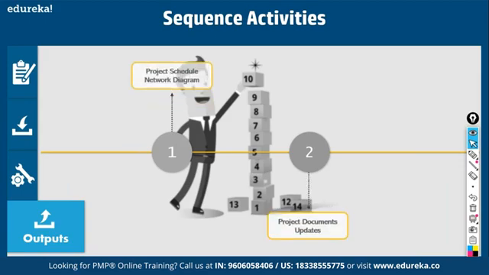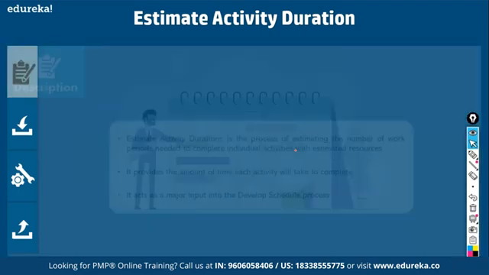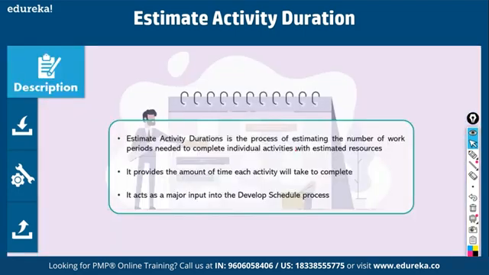Then you come up with network diagrams. There is an output, and you also update different project documents. Okay. Now we came up with network diagrams. You should get a confirmation about who will be working on these activities, and based on their productivity, you have to come up with durations. Okay. So that is called estimate activity duration. Fine. This is a process of estimating the number of work periods needed to complete individual activities.